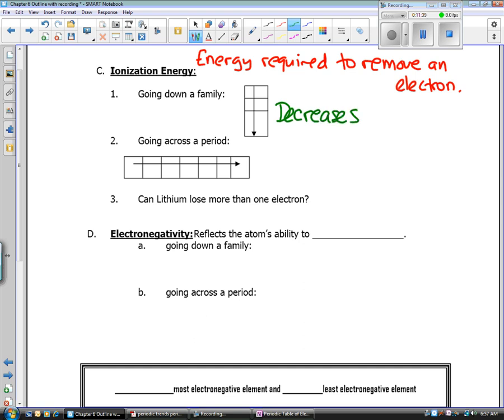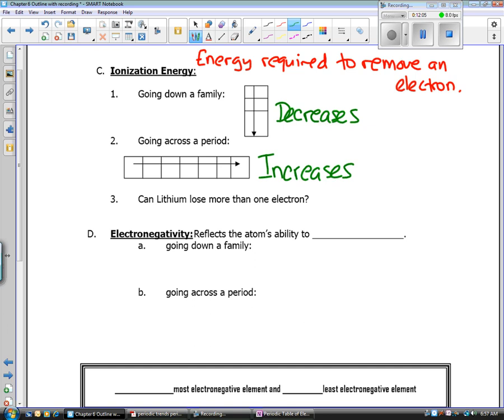It's going to be the opposite trend, because the bigger it gets, the less energy it's going to take to remove one of those electrons, because they're farther away from the protons. It's farther away from that nuclear force. Now, going across the period, remember, the radius got smaller, so our ionization energy is going to increase as you go across, which makes sense, because it's going to take a lot more energy to remove an electron all the way at the end, like fluorine or chlorine.